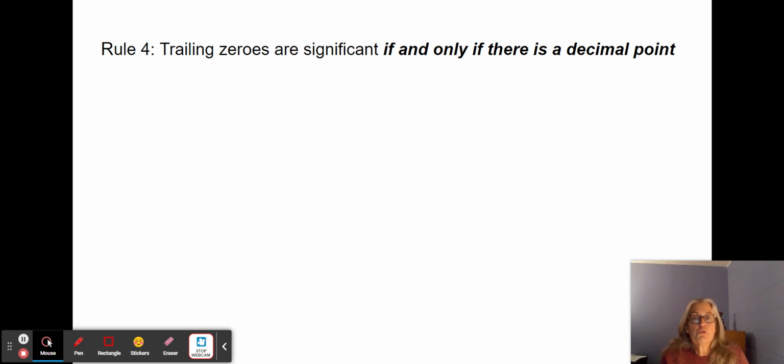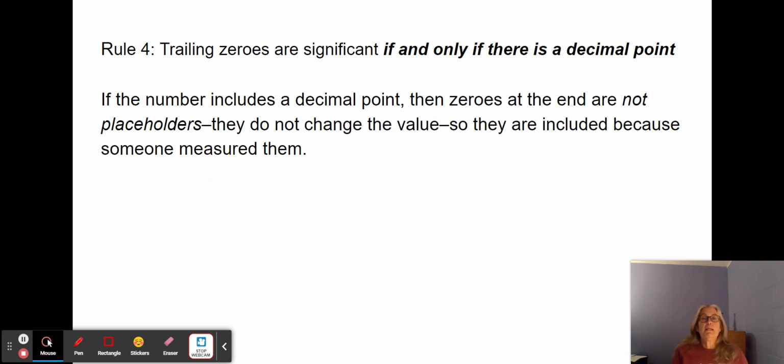So the second part of this, trailing zeros are significant if and only if there is a decimal point. So we just saw a bunch of examples with no decimal points. If the number includes a decimal point, then zeros at the end are not placeholders. They don't change the value. So they are included because someone measured them. 1.000. This says that we know that this number is exact to the 1,000th place. There's 1 unit, 0 tenths, 0 hundredths, 0 thousandths. 1.000 has 4 significant figures.